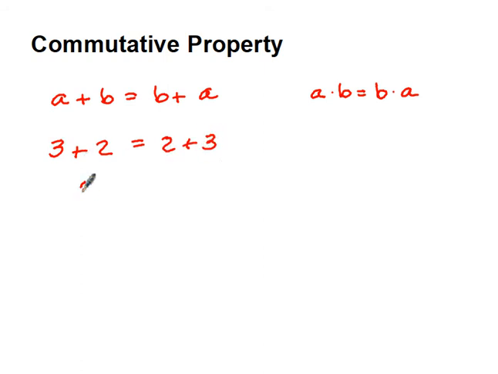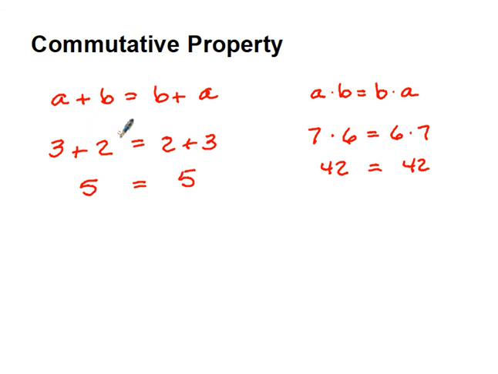3 plus 2, that's 5. 2 plus 3, that's 5. 5 indeed equals 5. For multiplication, let's replace the A with a 7 and replace the B with a 6. 7 times 6, 42. 6 times 7, also 42. So it just shows you the commutative property is a true property.